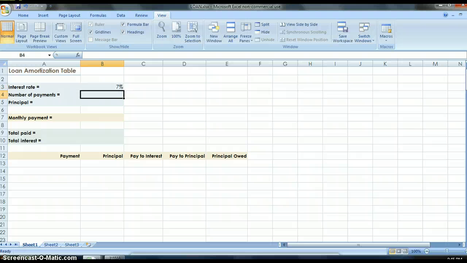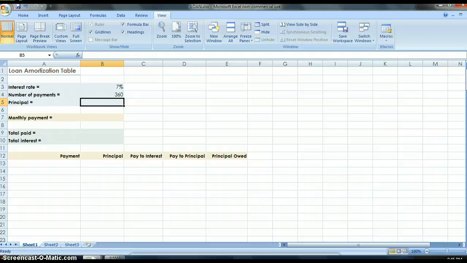For a number of payments, we need to figure out how long we're paying on. In this case, it's a 30-year loan, and we know there's 12 months in a year, so you can do 30 times 12. Some of you will already know that it's 360. Others, that's just easier for you to figure.